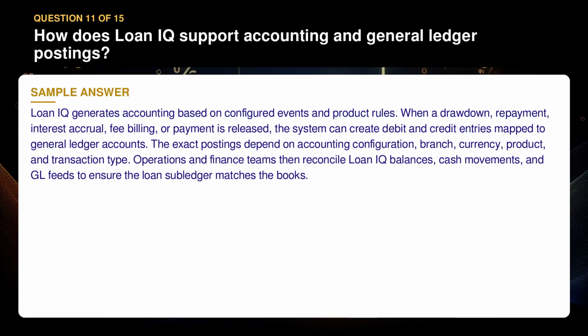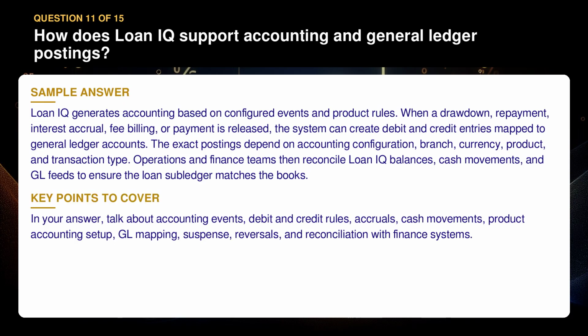Operations and finance teams then reconcile Loan IQ balances, cash movements, and GL feeds to ensure the loan subledger matches the books. In your answer, talk about accounting events, debit and credit rules, accruals, cash movements, product accounting setup, GL mapping, suspense, reversals, and reconciliation with finance systems.